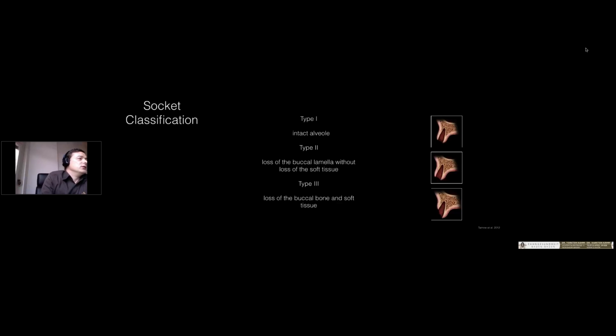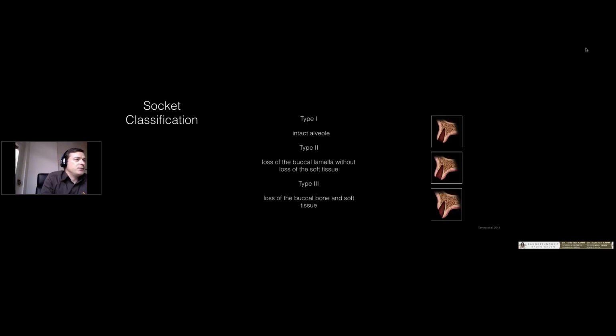So we have to discuss when we can make it. We have 3 types of socket classification. Type 1, you have an intact bone and intact soft tissue. You see it on the top. In the middle, you see class 2. We have intact soft tissue, but we lost the buccal bone. And you see type 3, we lost soft and hard tissue.